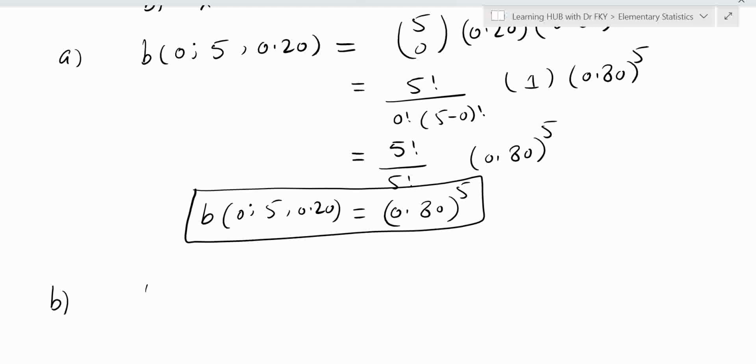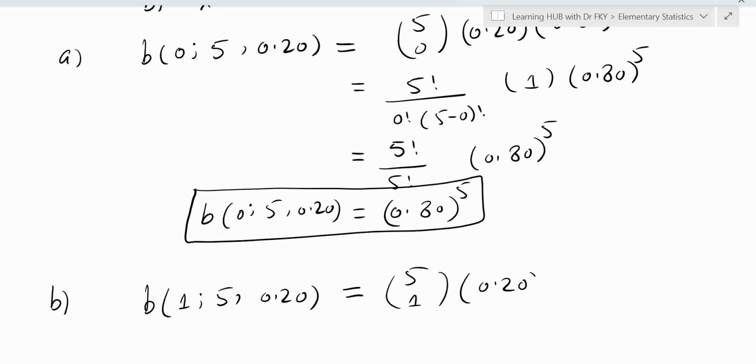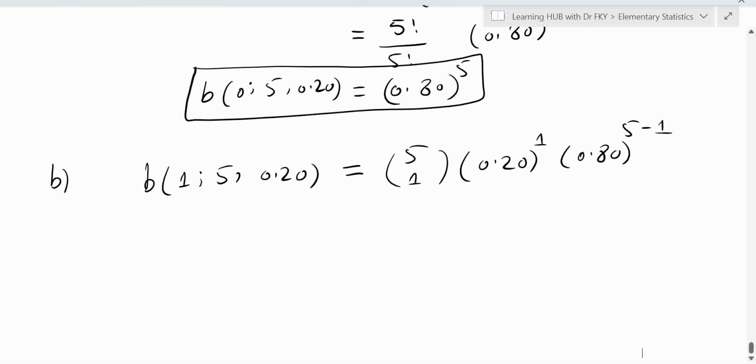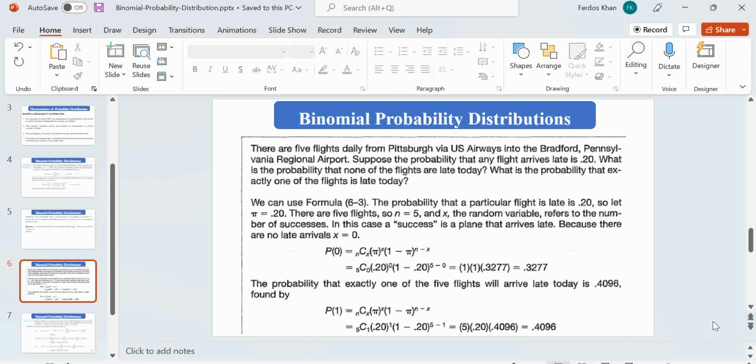Please solve part B; I will just write the values and you can simplify. That is x is equal to 1, 5 and 0.20. Just put the values: 5 now instead of 0 equal to 1, 0.20 power 1 and 0.80 power 5 minus 1. You can simplify this question, you can get the probability that there is exactly one plane late. This you can solve simply. Now the other problem.